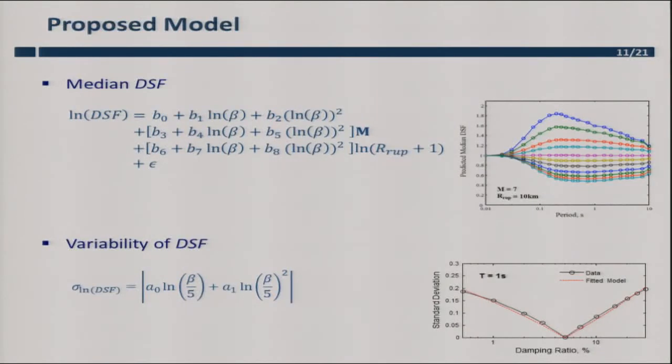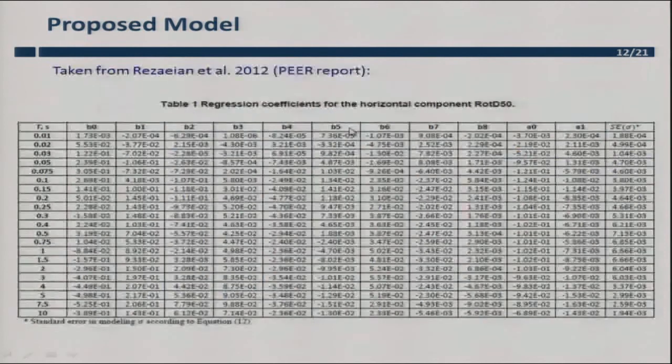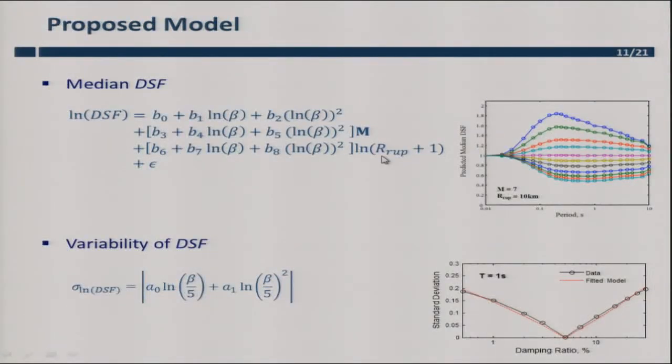So we went through a lot of different functional forms. We considered what was used previously in the literature, and we considered some other forms of models. Here you see our proposed model for the natural log of DSF, which is a function of the damping ratio beta, moment magnitude, and R-rup. R-rup is the closest distance to the ruptured area. And epsilon is the error term. So you see an example plot of this proposed model at magnitude 7 and distance of 10 on the right-hand side of the screen. The regression coefficients B0 to B8 are given in a table dependent on the period.